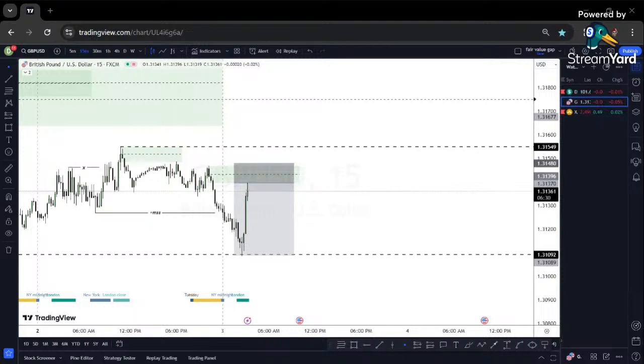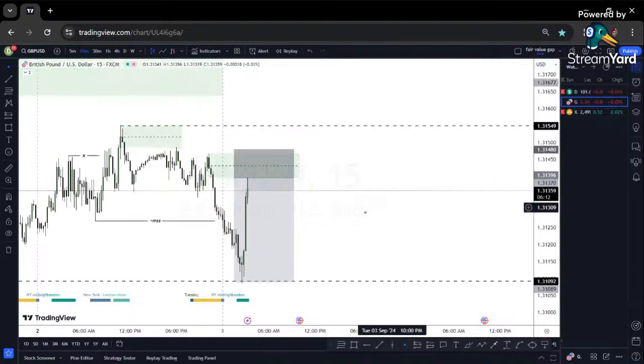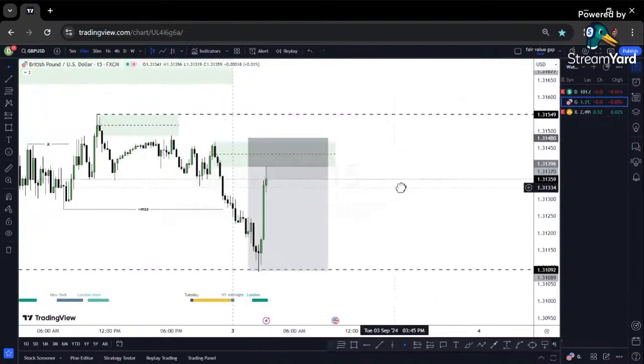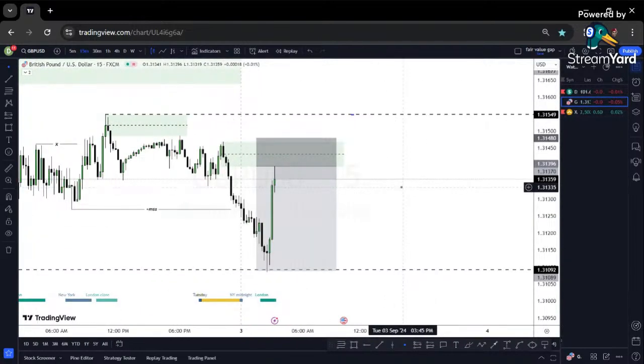So this is 3/20/23. This is 3/23. Typically, if you want to enter a trade during the London session, this period of time is the best time for you to have an entry. That is between 3 to 4. That's the very best time to look for your entries.